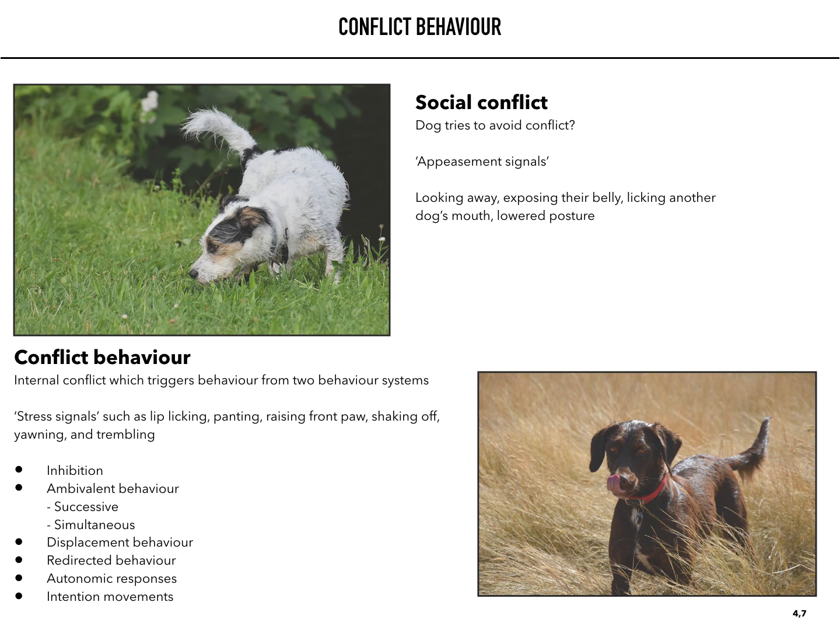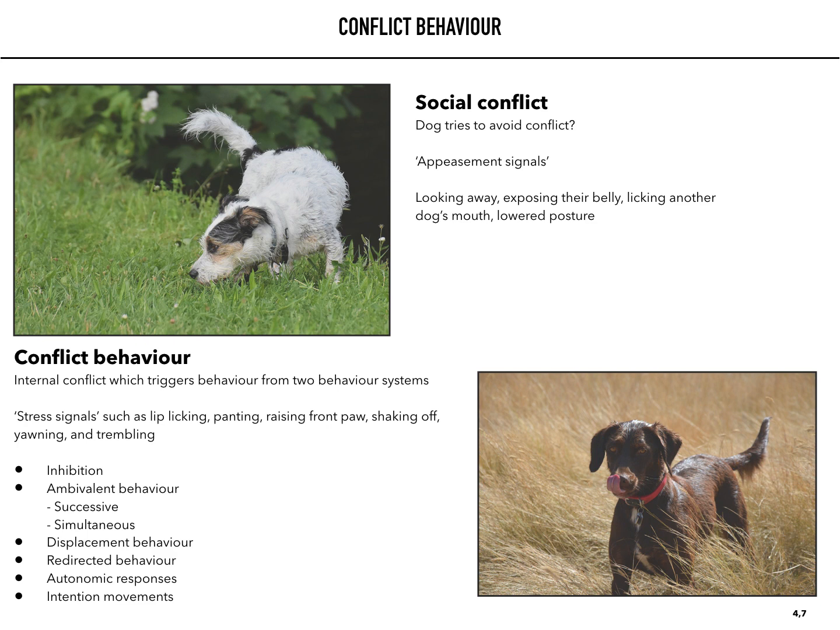However, they are often confused with acute stress signals. They occur in unpredictable or uncontrollable situations and often result in conflict behavior, which occurs when a dog experiences an internal conflict from acute stress, which triggers behavior acts from two different behavior systems. Conflict behaviors can be grouped as follows. Inhibition, in which one behavior system inhibits the other, for example when the fear system inhibits exploratory behavior.